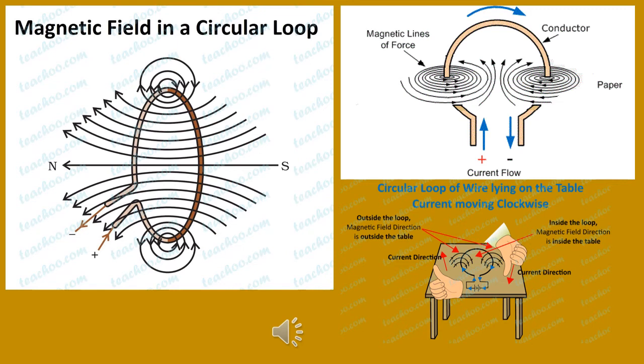Now, the same diagrams of magnetic field in a circular loop are shown in three different ways. The first diagram is taken from the NCERT book. You can take this diagram and practice. In the other two diagrams, the circular loop is kept vertically. In the third diagram, we have shown how the right hand thumb rule is applied on the two limbs of the circular coil, as discussed in the previous slide.